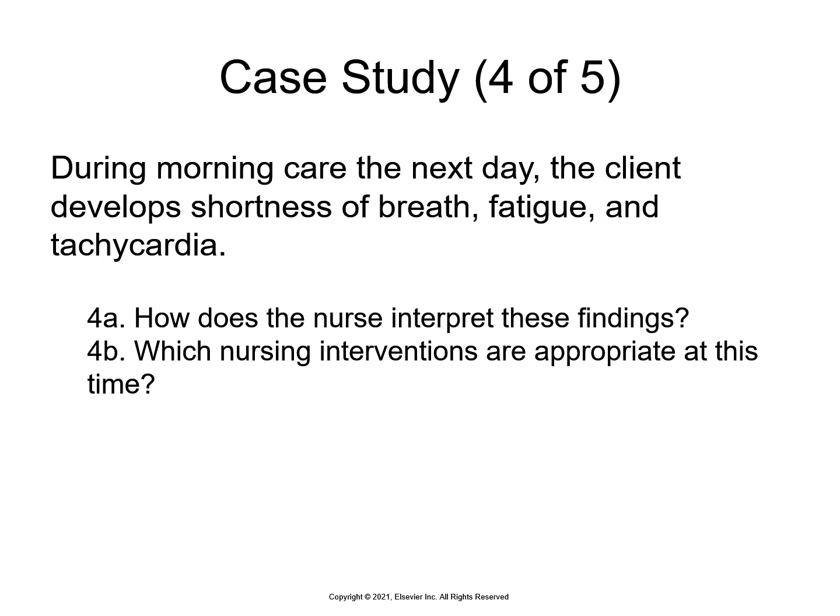So, during morning care the next day, he developed shortness of breath, fatigue, and tachycardia. How are you going to interpret these findings? And what are you going to do about them then? So, this shows you how fragile this person is. He has developed shortness of breath during his morning care, which you would be assisting him with. But what are you seeing here? How are you going to interpret this? Let's go on to the next slide and discuss this, okay?